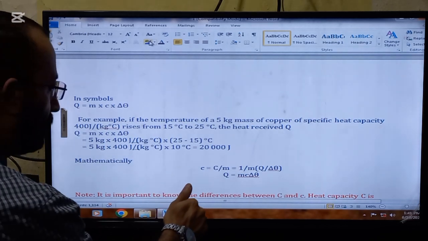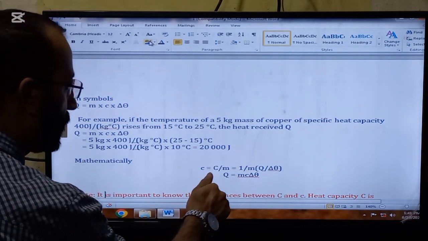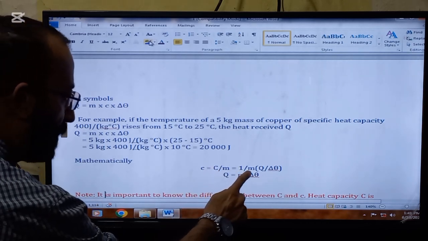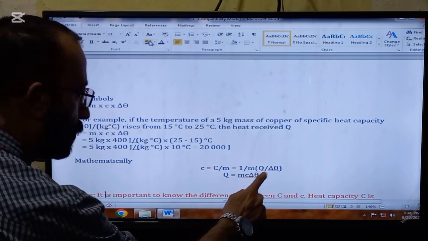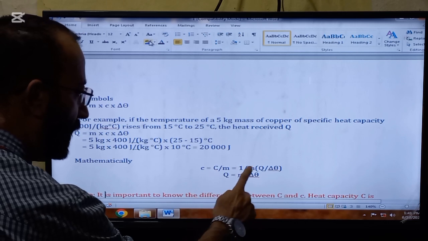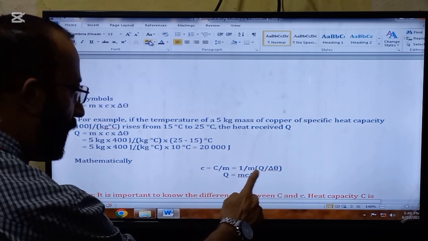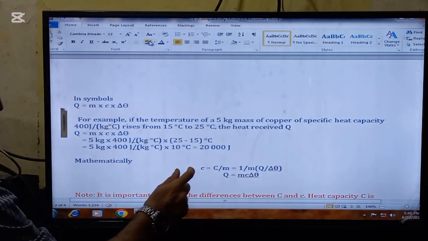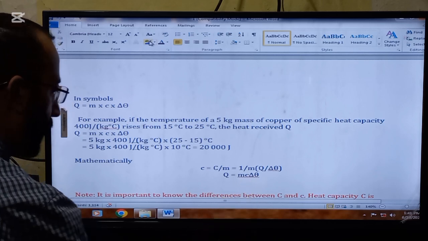Mathematically, the relation between small c and capital C is small c is equal to capital C over small m. So 1 over m will remain as it is, and capital C is equal to Q over delta theta. So we have put the value of capital C here. So from here, Q will remain here, and m and delta theta, which are in the denominator, will come to the left side. So the formula will become Q is equal to mc delta theta.